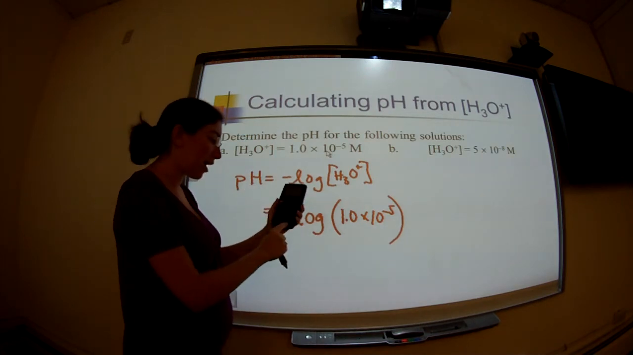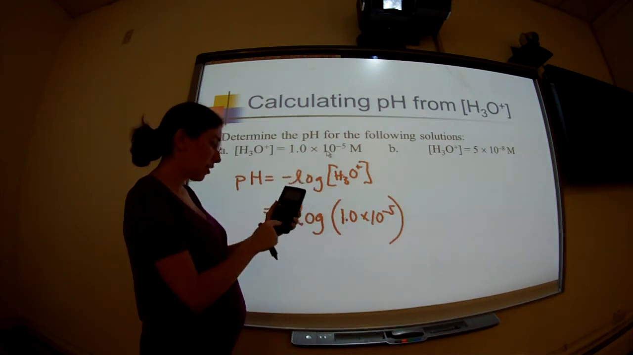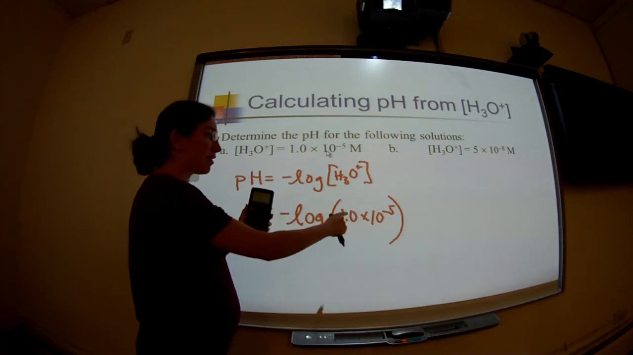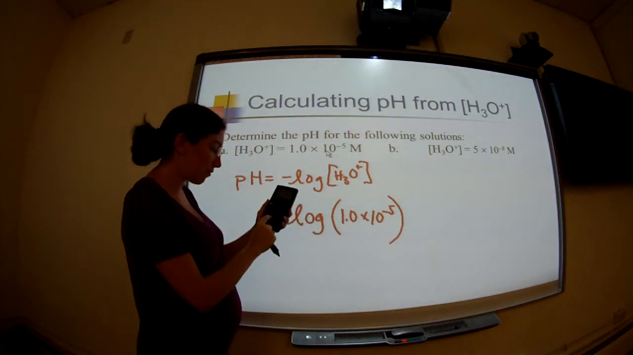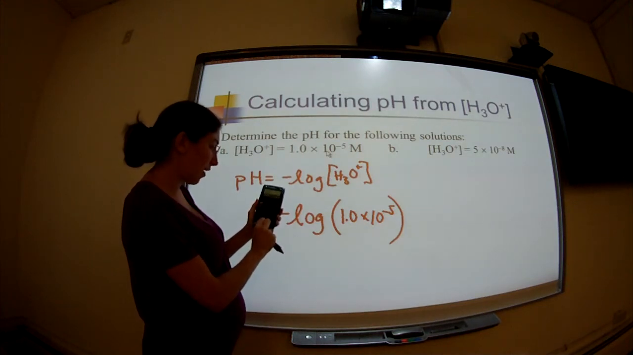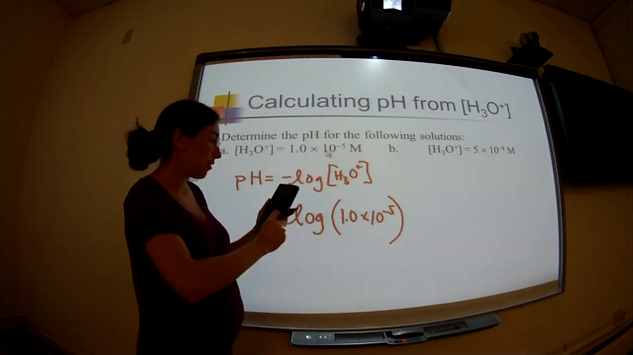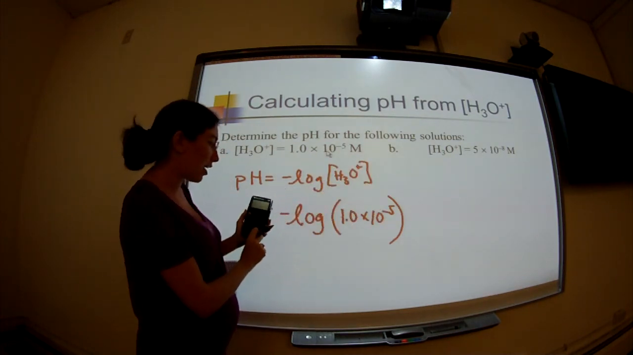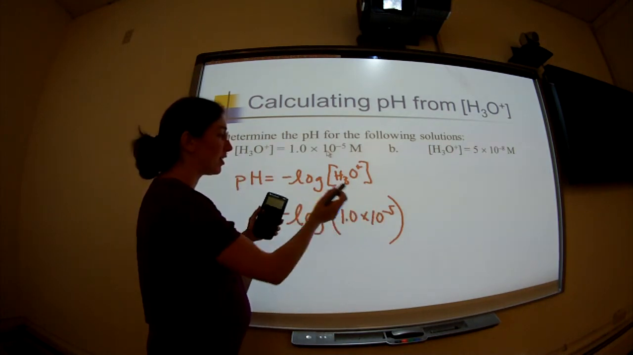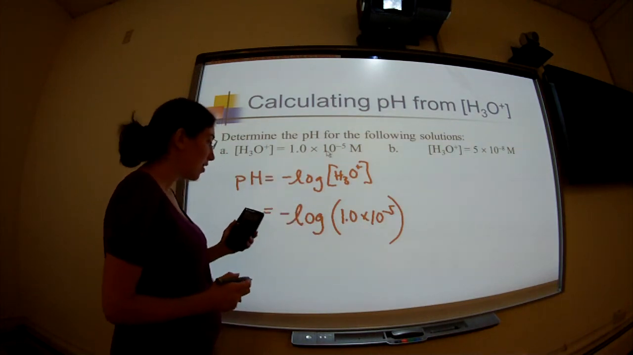On my calculator, I type in negative log, and then I just type in 1, and then times 10 to the negative 5, you type in the function EE. So I type in 1 EE negative 5, because EE means times 10 to the, okay? So I typed in negative log 1 EE negative 5, and I got the answer 5, okay?